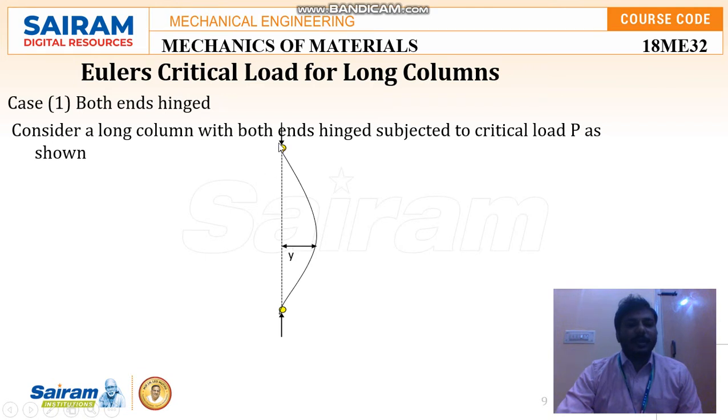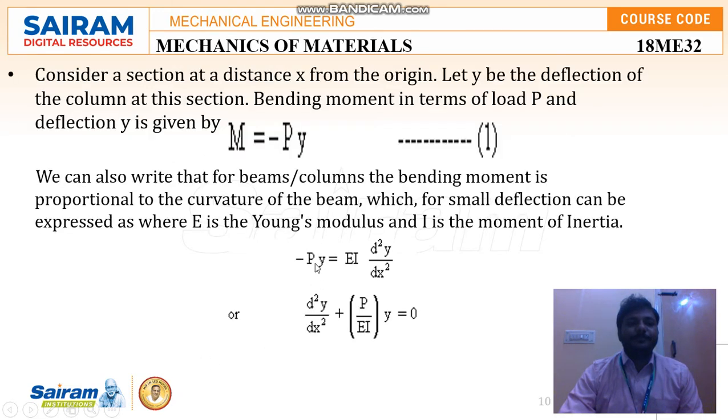You can see this column, and this is what happens whenever we apply the load: we get a deflection. The deflection that we measure, we call it y. And the deflection that occurs is what we call buckling. Based on this, using the both-ends-hinged condition, we're going to derive Euler's critical load. A long column with both ends hinged is subjected to the critical load P acting on both ends, as shown in the diagram.